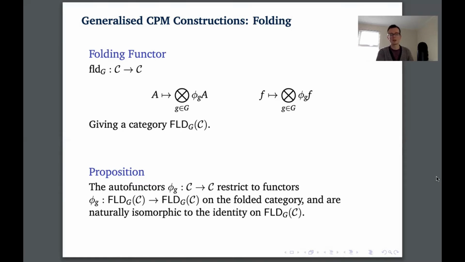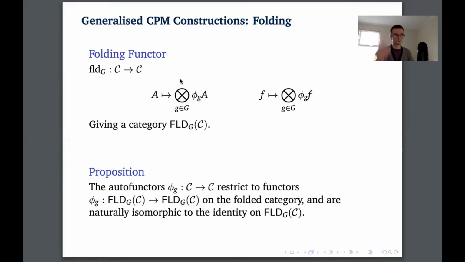This essentially occurs because any phi of G acts on this object just to permute the factors of this tensor product. And we can recover the original ordering just by braiding everything, by the symmetry isomorphisms coming from the underlying symmetric monoidal category. Okay, so that's the folding.